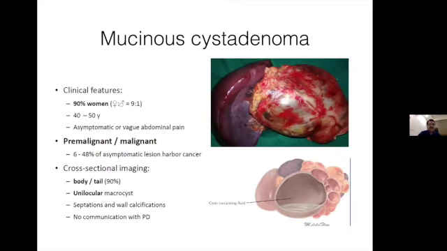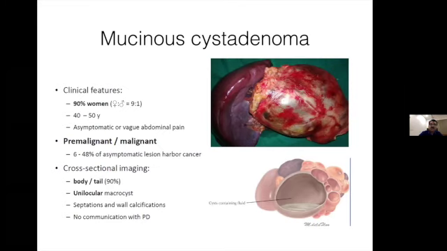And it is having a pre-malignant feature or a malignant feature. Around 6 to 48% of asymptomatic lesions at the time of diagnosis may have cancer. So mucinous cystic neoplasm, you have to manage aggressively. The distribution is mainly in the body and tail region, and since the distribution is in the body and tail, the surgical resection is easier compared to the head region.